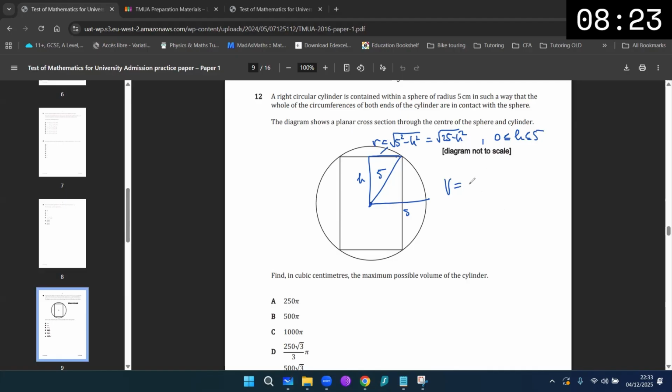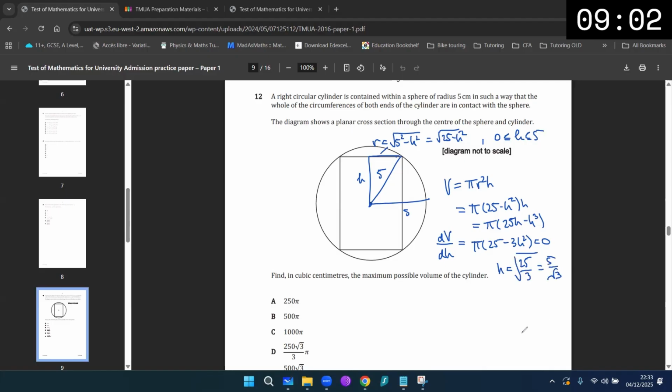Now, the volume of a cylinder is pi r squared times h. So pi times r squared, 25 minus h squared, times h. We then differentiate with respect to h and find the stationary points. Let me expand that out: 25h minus h cubed. The derivative is pi times 25 minus 3h squared. Setting that to 0 gives h equals the square root of 25 over 3, so 5 over the square root of 3.